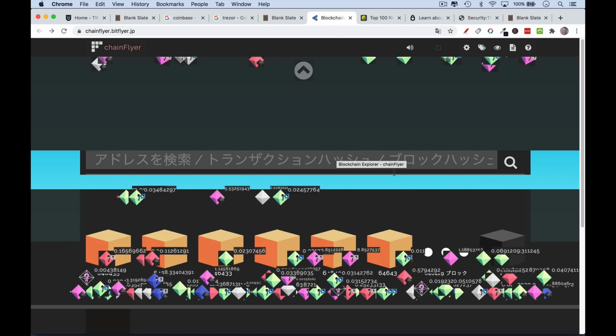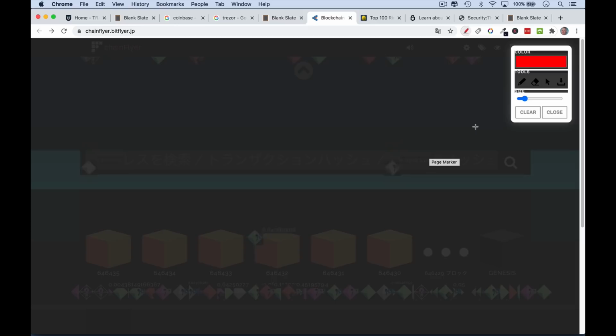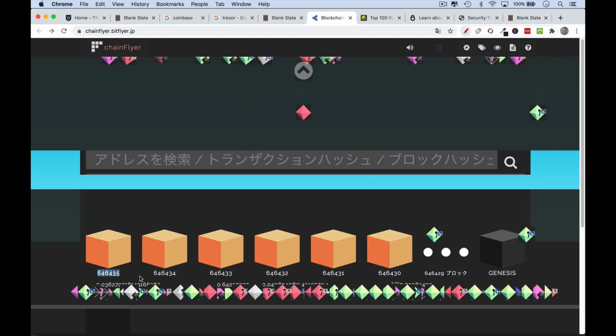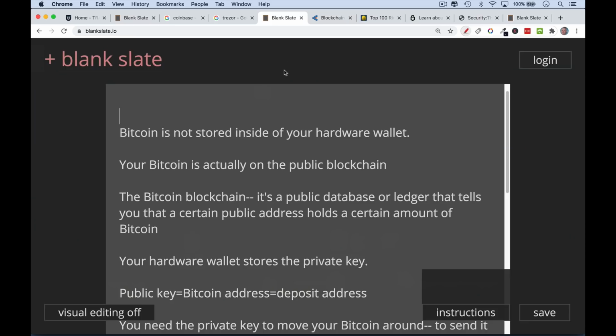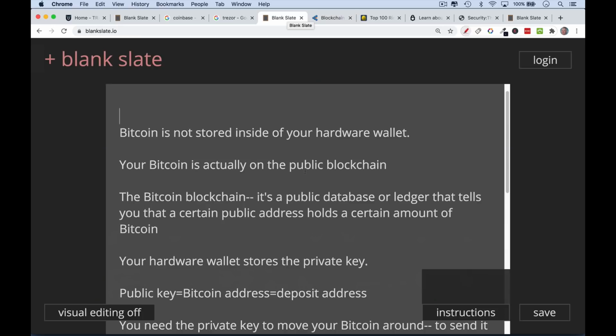Here's an animation of the public blockchain. These little blocks that we see falling are transactions, and these large blocks at the bottom here are the actual blocks in the blockchain. Here's the first block, what's called the Genesis block, and we're currently on block 646,435. Inside of each of these blocks is a bunch of transactions. And so your Bitcoin does not live inside of your hardware wallet. It actually stays on the public blockchain, which is just this big public database or ledger. And this ledger tells everyone that a certain public address holds a certain amount of Bitcoin.